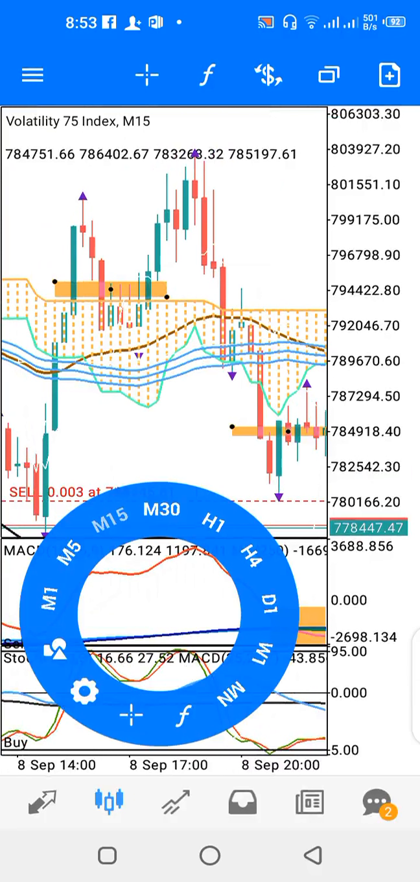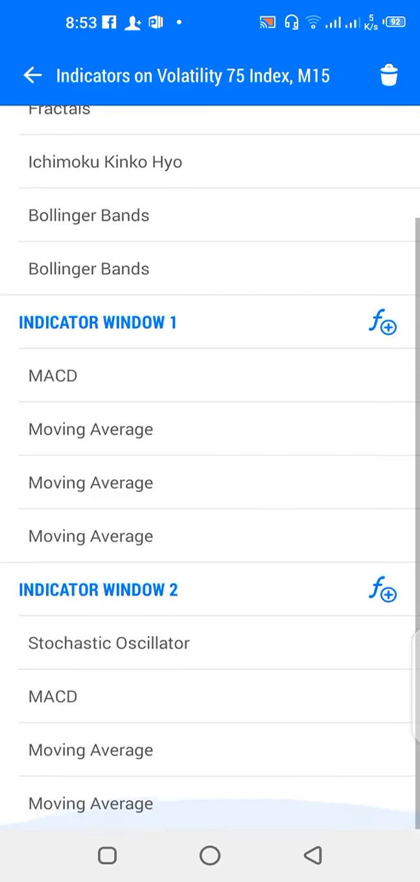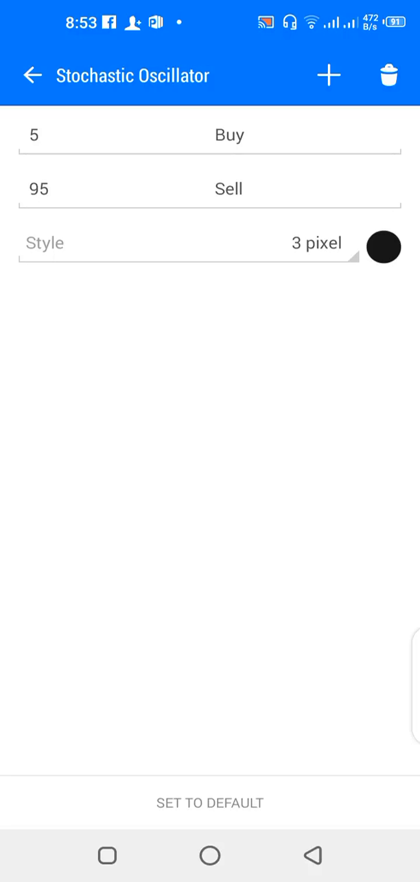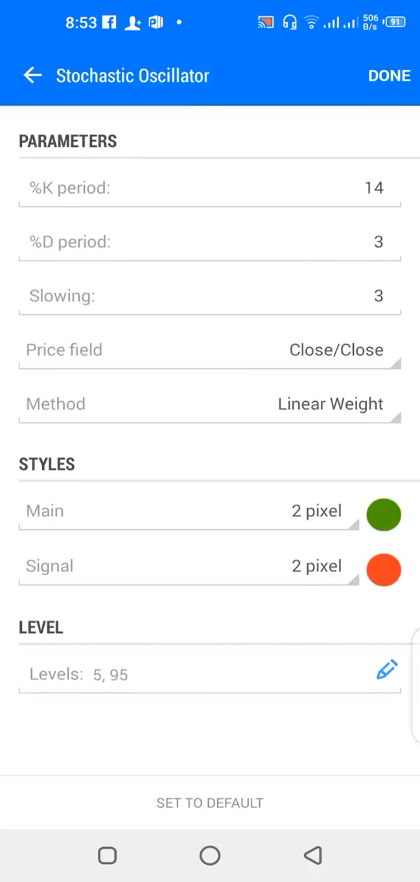Let's look at the settings for indicator window two. So we have stochastic, we have MACD, we have moving average. For the stochastic oscillator, the percentage K period is 14. The percentage D period is 3. The slowing is 3. The price field is close. Method is linear weight. For the main line, the color is green. For the signal line, the color is red. The stochastic oscillator levels are 5 and 95, and the color is black.